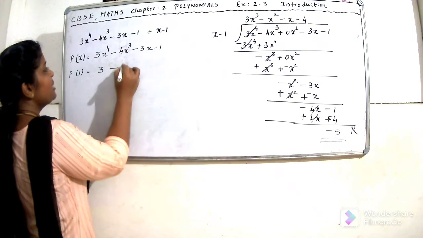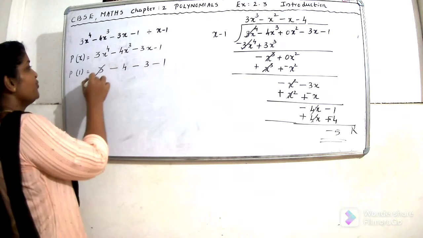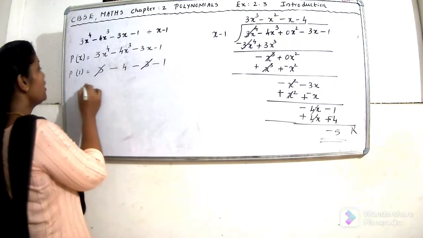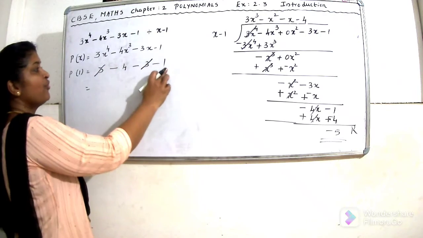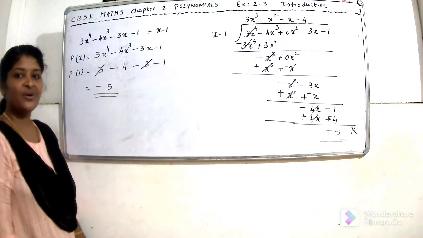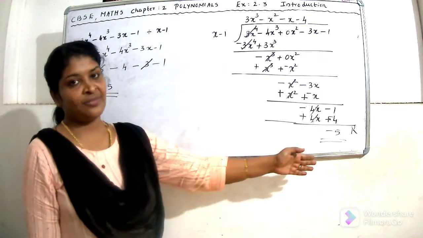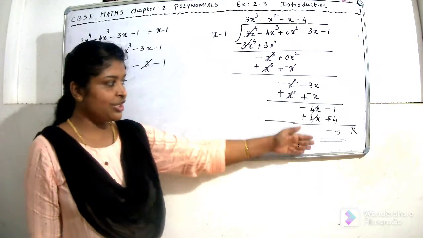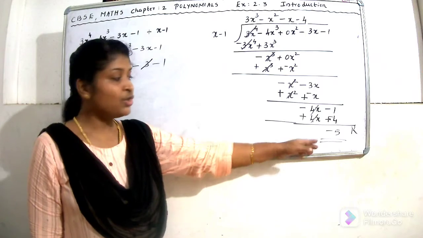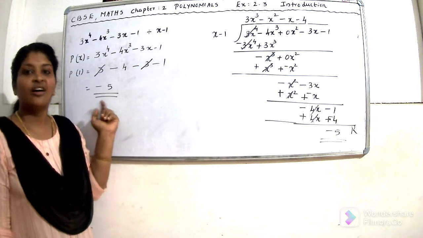So we will get 3 minus 4 minus 3 minus 1. Positive 3 and negative 3 cancel out. Then what is the balance? Negative 4 and negative 1, that is negative 5. This is the remainder. And here you just look, both the remainders are the same. Here, this much time we took to find the remainder. Here, within seconds we got the remainder.